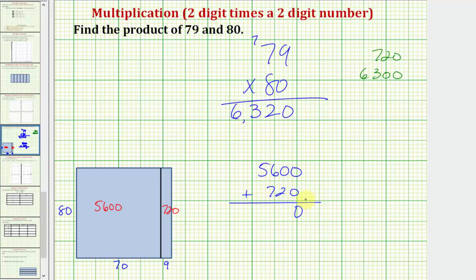Adding, we get a 0 in the ones, a 2 in the tens. In the hundreds, we have 6 plus 7, that's 13. So we put a 3 in the hundreds and a 1 in the thousands, and 5 plus 1 is 6. So we have the same product, 6,320. So here are just two ways to find the product of 79 and 80.